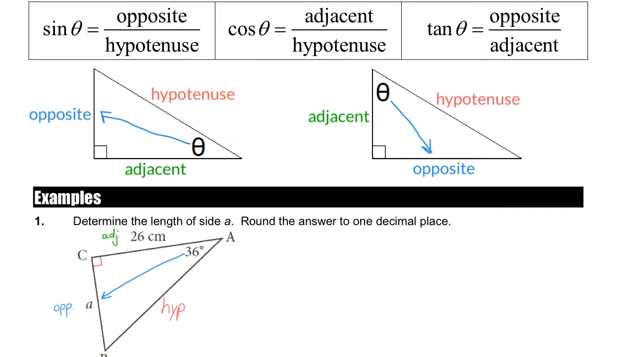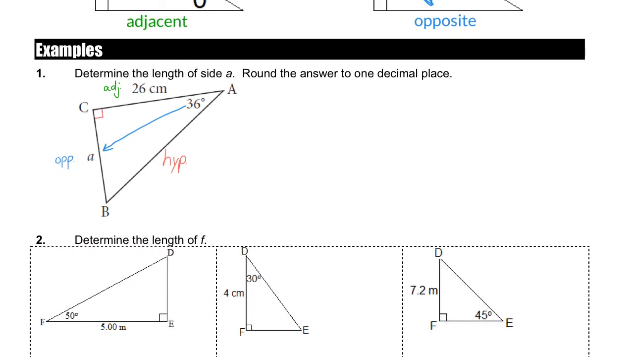Tangent is opposite over adjacent. So I would start with that, plug in the numbers that I know, and now I can start to calculate my answer. Remember, theta is the angle, so that's why there's a 36 degrees here. Opposite was A, and adjacent was 26. So now we need to solve for A. This is where solving proportions a couple lessons ago comes in really handy.